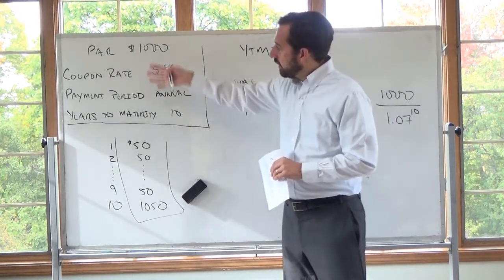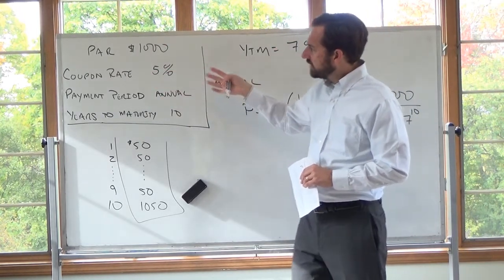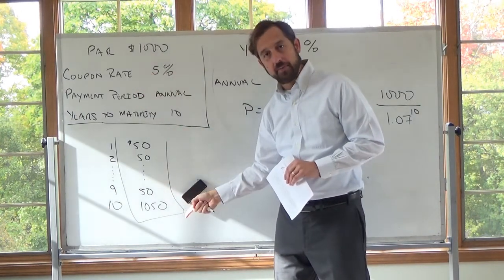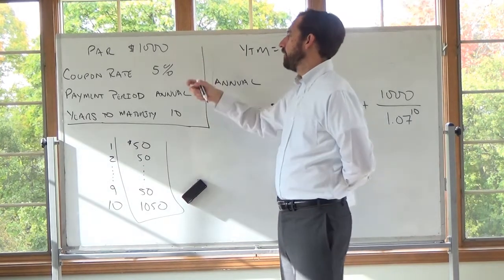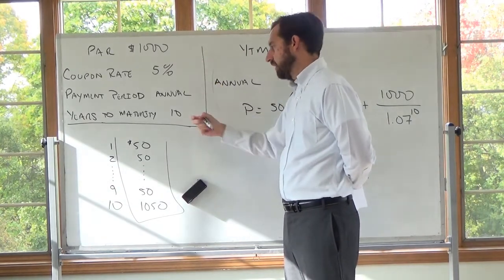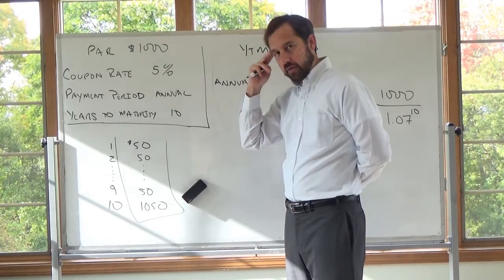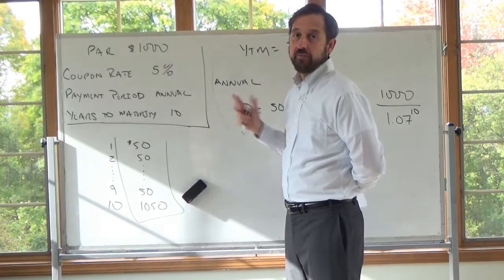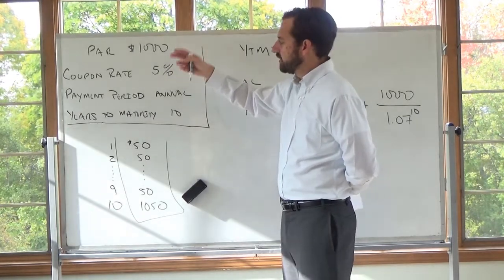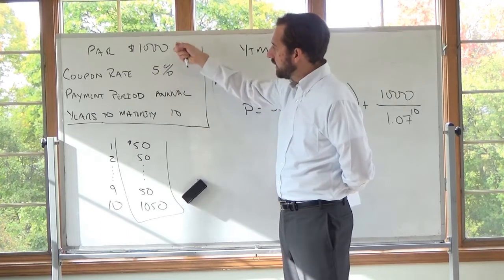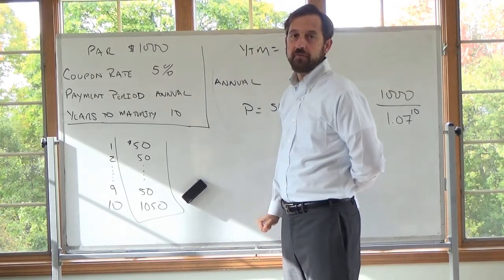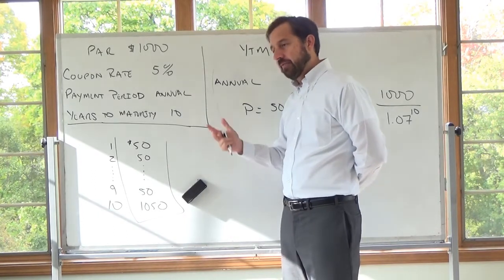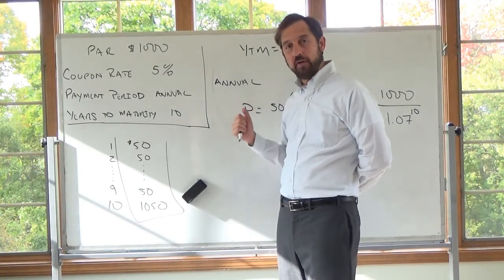Also, when you see this, realize that the only thing it is here to do is to tell you the structure of the bond payments. So in other words, when you see par value 1,000, coupon rate 5%, payment period annual, years to maturity 10, all that it means is that this bond is going to pay 5% at the end of every year for the next 10 years. It's going to pay $50, right? So 5% times $1,000 is $50 at the end of each year for the next 10 years. And then at the end of year 10, it'll also pay you your $1,000 par value back.